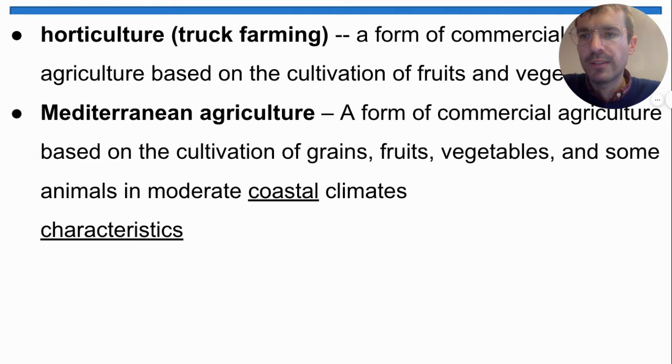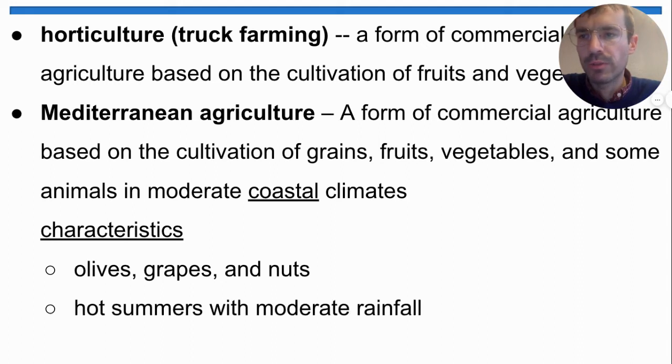Okay, besides its location, here are some other common characteristics of Mediterranean agriculture. First, some of the most common crops in Mediterranean agriculture are olives, grapes, and nuts. Olives are usually used for olive oil. Grapes are used for wine. And nuts are used as a form of protein. This might remind you of Italian food, and that's because Italy is one of the places where Mediterranean agriculture is used.